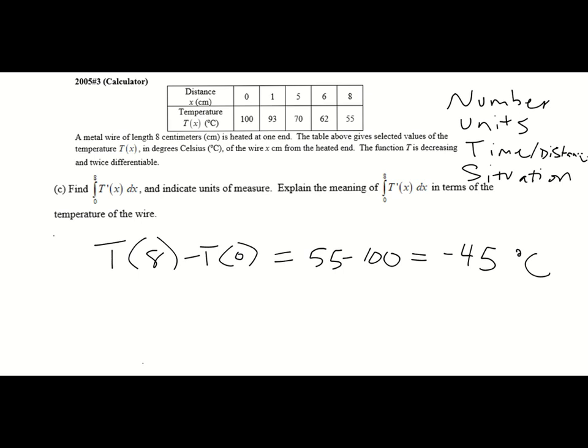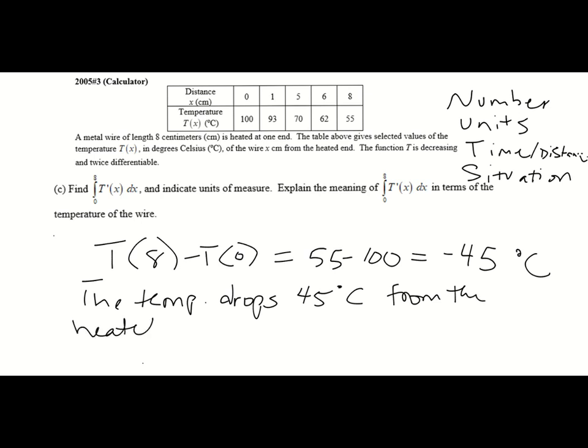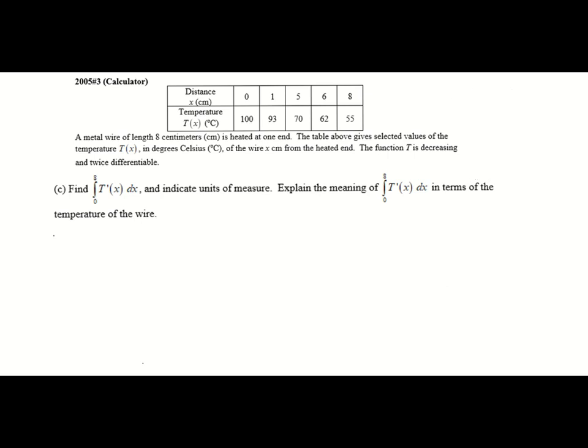So the temperature drops 45 degrees Celsius from the heated end to the other end of the wire. So number 45, negative is accounted for with the drop. Units for degrees Celsius, I did not include the units for the distance.